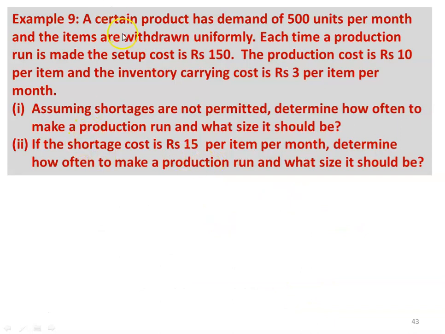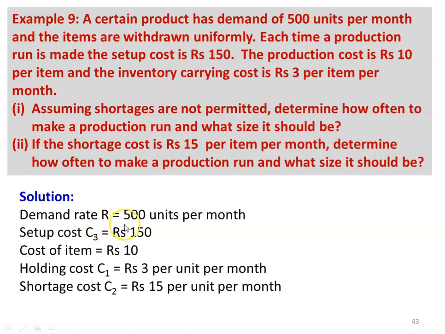Example number 9. A certain product has demand of 500 units per month and the items were withdrawn uniformly. Each time a production run is made, the setup cost is rupees 150. The production cost is rupees 10 per item and the inventory carrying cost is rupees 3 per item per month. Assuming shortages are not permitted, determine how often to make the production run and what size it should be. The shortage cost is rupees 15 per item per month. Determine how often to make the production run and what size it should be.